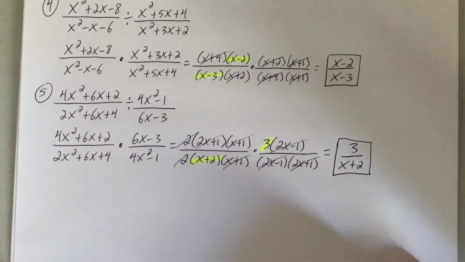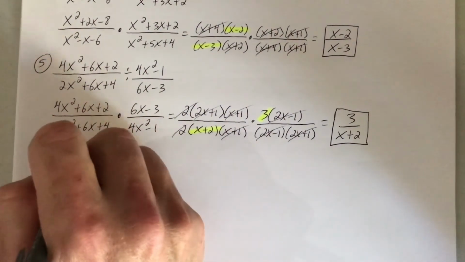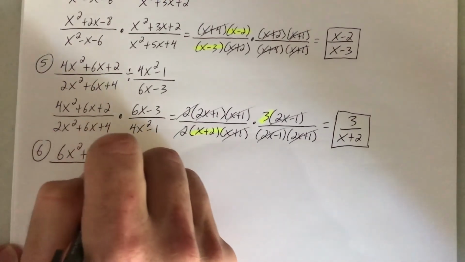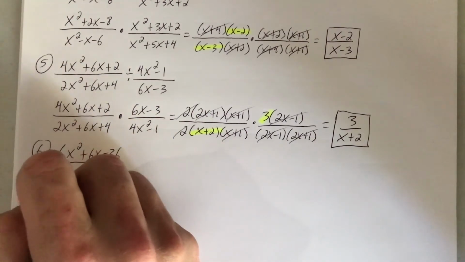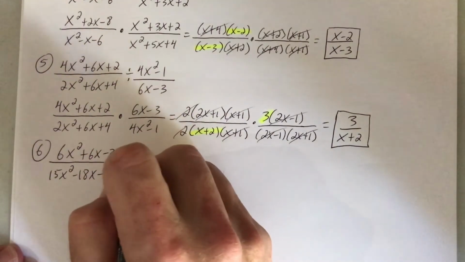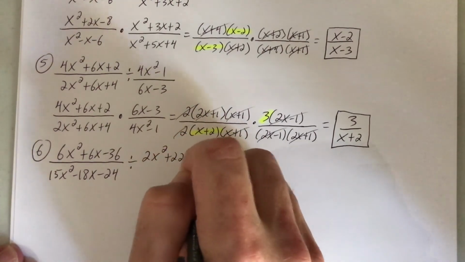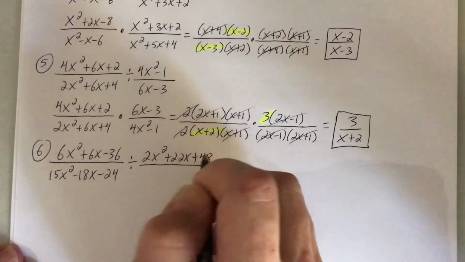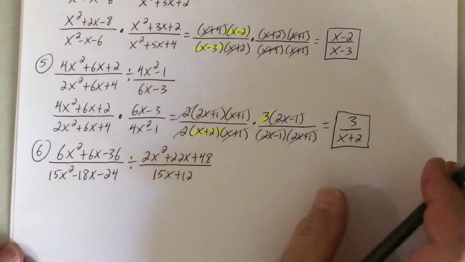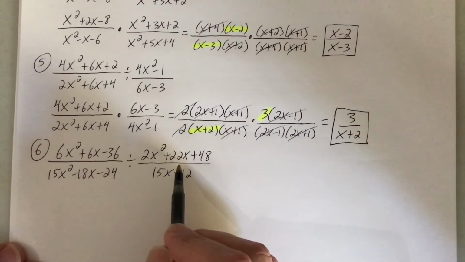All right, so let's take a look at one more. Number 6, we got 6x squared plus 6x minus 36, a whole lot of 6's there, over 15x squared minus 18x minus 24, divided by (2x squared plus 22x plus 48) over (15x plus 12). All right, so again, what do we want to do? We recognize that this is division, so we want to change it to multiplication and flip that second fraction.